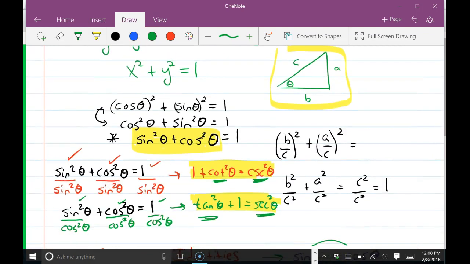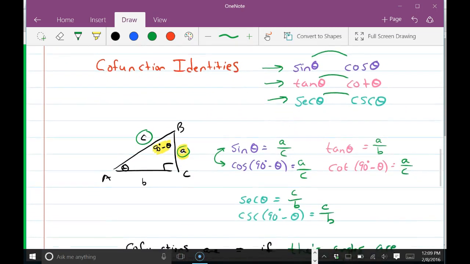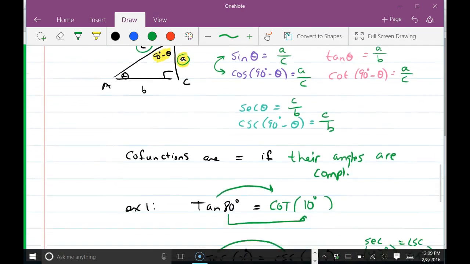We derived 3 Pythagorean identities. Sine squared plus cosine squared equals 1. 1 plus cotangent squared equals cosecant squared, and tangent squared plus 1 equals secant squared, excuse me. And the last, cofunctions are equal if their angles add up to 90 degrees.